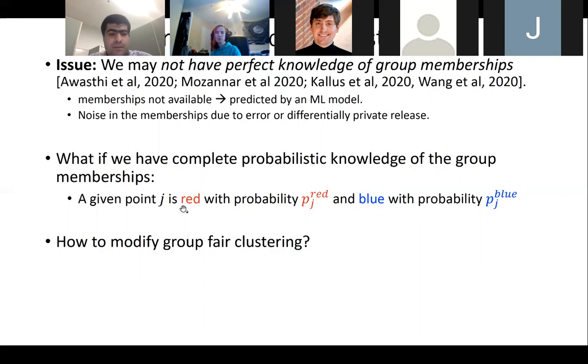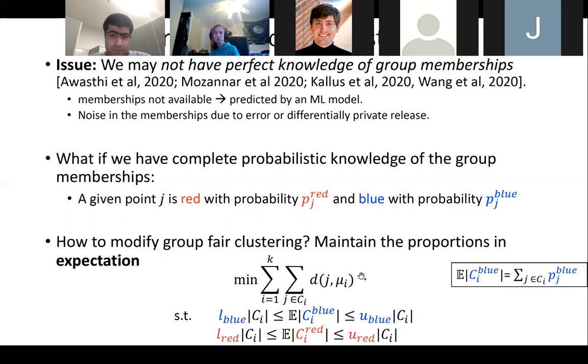So in this project, we assume that we have a complete probabilistic knowledge of the group memberships. Given a point J, it's red with probability PJ red, and it's blue with probability PJ blue. And we know these probabilities perfectly. Now, given this setting, we need to modify the definition of group fair clustering. What we do is quite simple: we say that you should maintain the proportions in expectation instead.